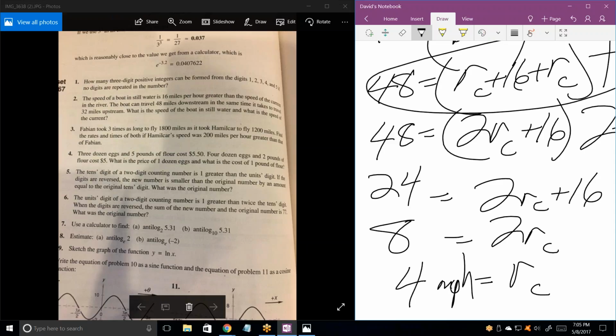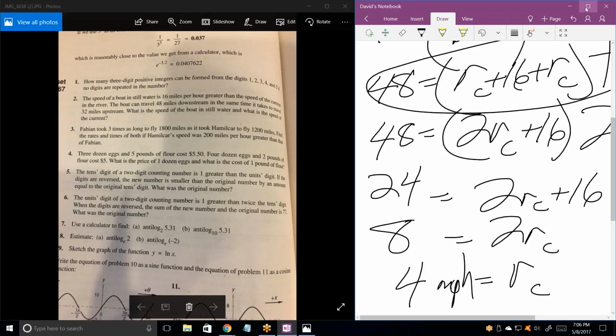Now, the very first thing that I notice is that that is a reasonable rate. If you remember the way I did it the first time, I got the rate of the current was 80 miles an hour. That's not a reasonable rate. Gotcha. Unless you got a tsunami. So always try to figure out if your answers are reasonable or not.